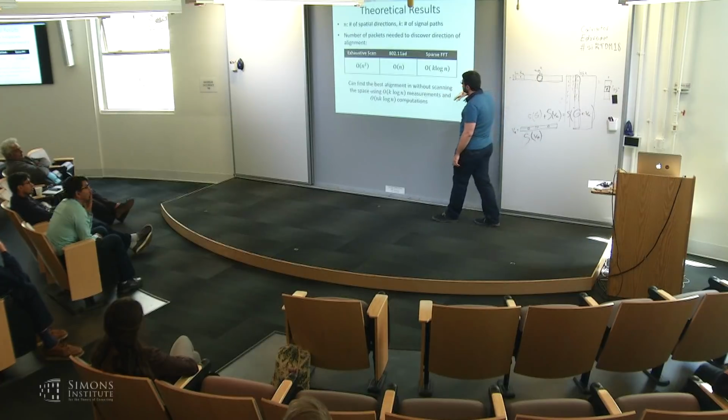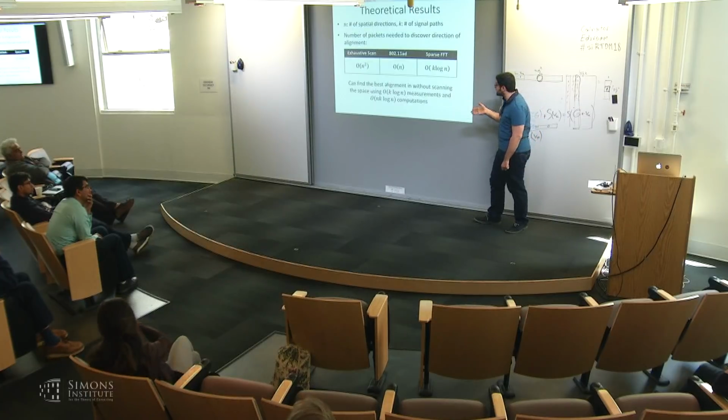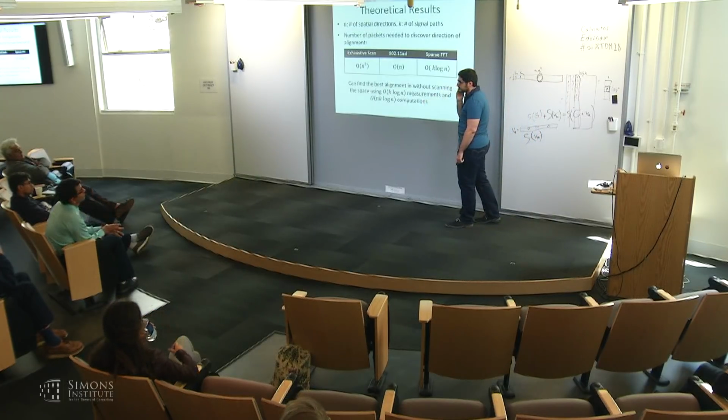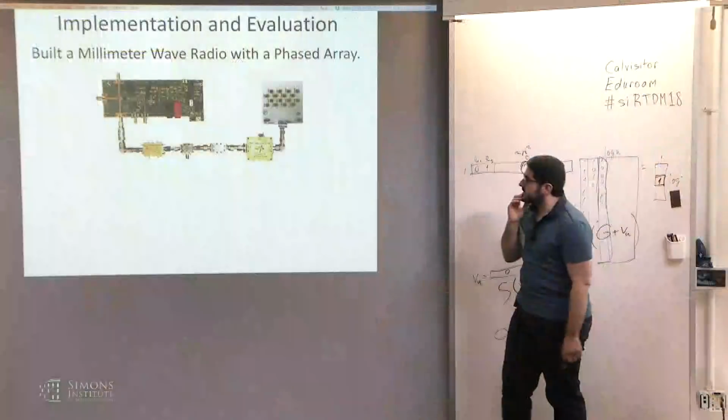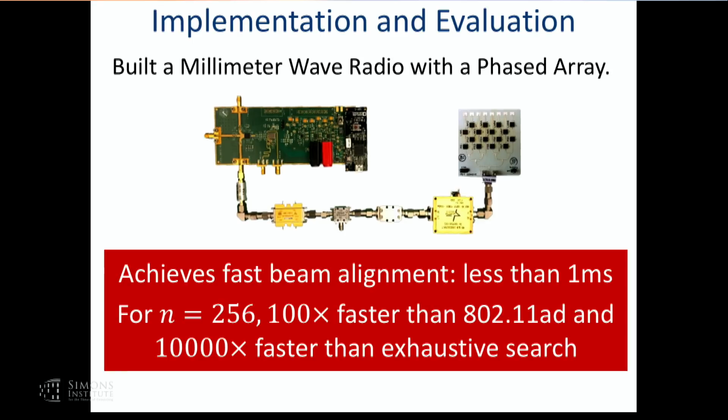Yeah. So what we can show is that you can do it in k log n, where k is the number of paths between transmitter and receiver, and n is the total number of directions. So to test this, we built a millimeter wave radio with phased arrays. And of course, in the interest of time, I'm not going to go into the details. But what we can show is you can really quickly align the beam in less than 1 millisecond, even through simulations. If you go to a 256 antenna array, so you can possibly get 256 directions, you can get something that's 100 times faster than what the standard does today, and almost 10,000 times faster than exhaustive search.